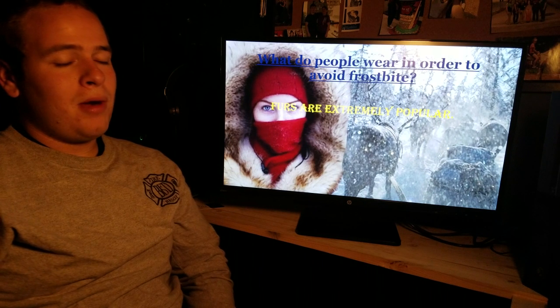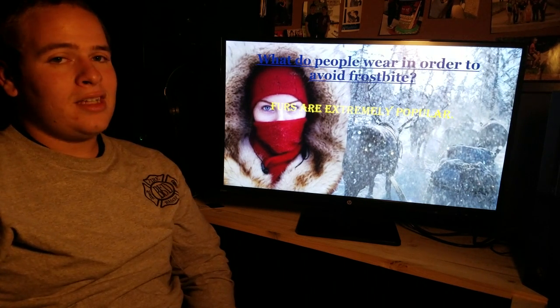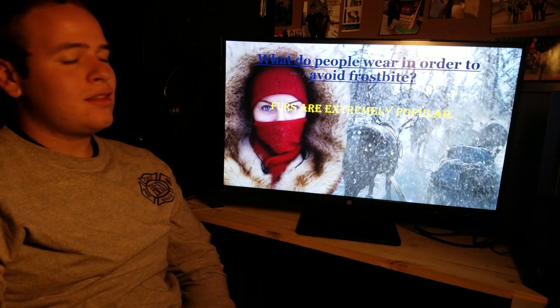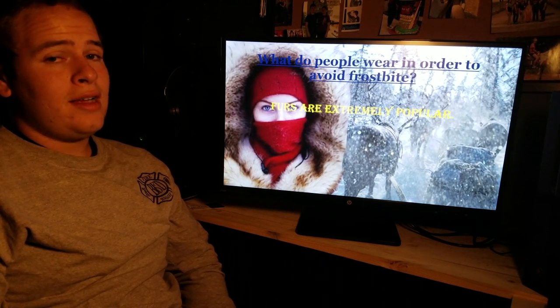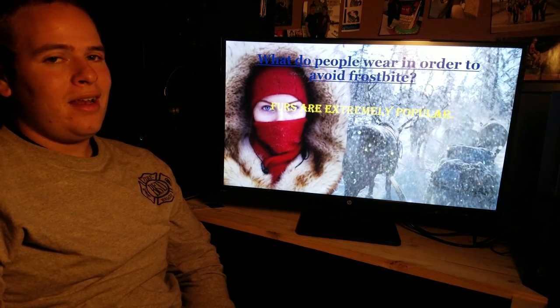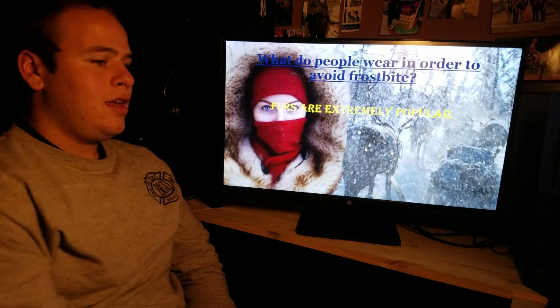So what do they wear in order to avoid this? Furs are extremely popular due to the warmth and the insulation they provide. But they can be quite costly. A full body suit can cost up to $1,500. Could you imagine spending $1,500 on a suit that you could basically put a down payment on a car with?